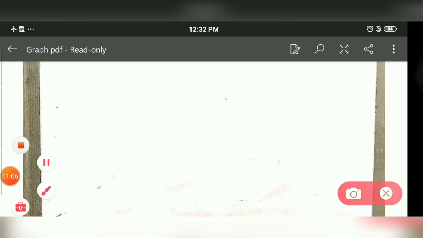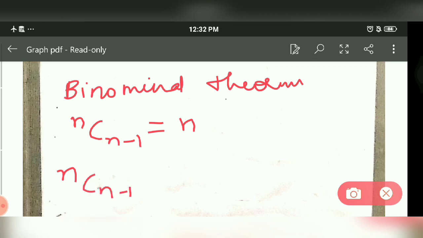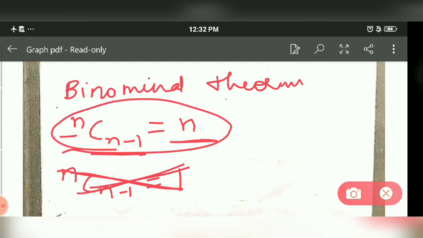Okay, let me tell you one thing. In the last video, in binomial theorem, part nCn-1. As I proved, this is equal to n, not 1. But by mistake at last, after the proof, I wrote there 1. That is wrong. nCn-1 is n, not this one. So please take care of this. That was done by mistake. Sorry for that. But the nCn-1 is n.